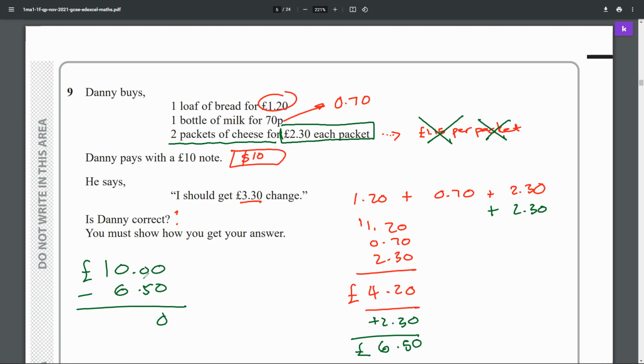I can see that 0 can't minus 5. So I've borrowed, this becomes 9. 10 minus 5 is 5. And 9 minus 6 is 3. So that's £3.50 change. And it's not £3.30 change. So is Danny correct? The answer is no. So Danny is not correct.